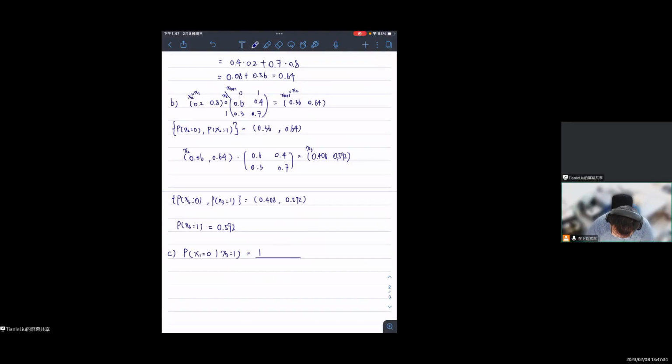Which is we need to find x1 equals to 0, x3 equals to 1, right? We already get this one, but we need to find this one. The upper. What is this upper can transfer to? I think we can do the conditional probability again. What does this mean? Did we get this one can be this one?